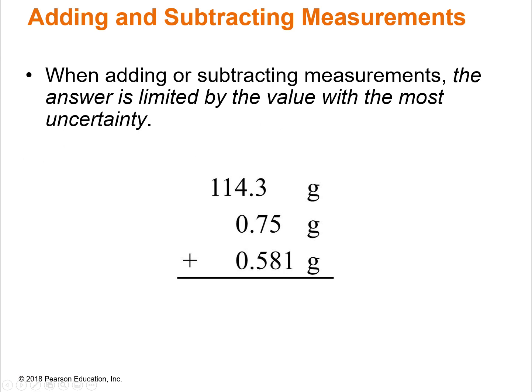When we're doing calculations with measurements, there are rules to make sure that we retain the number of significant figures that represents the least amount of certainty that we have. So when you're adding and subtracting, your answer is limited by the value that has the most uncertainty. What does that mean? The one that has the fewest decimal places is going to be the most uncertain.